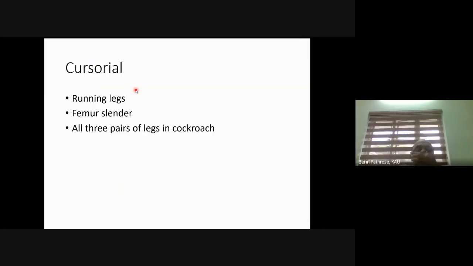And the next one is cursorial legs. Cursorial legs are used for running. Ambulatorial legs are used for walking, and cursorial legs are used for running. Here the example is the cockroach. All three pairs of legs of the cockroach are modified for running. During the night, you can see cockroaches running over the kitchen, storehouses, etc. So it needs running kind of legs, so the legs are modified as cursorial legs.